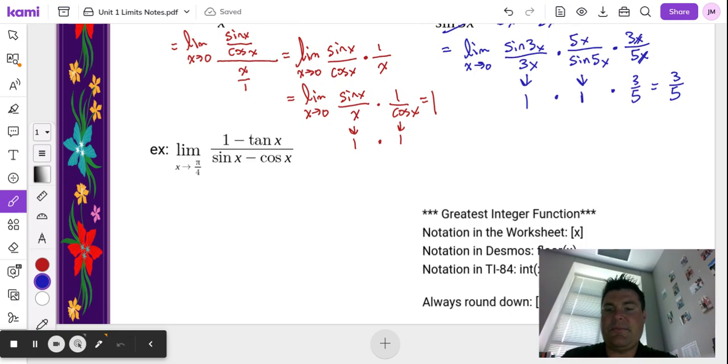Let's go on to another one. This may or may not be on your notes. If it's not on your notes, just go ahead and add this problem on here.